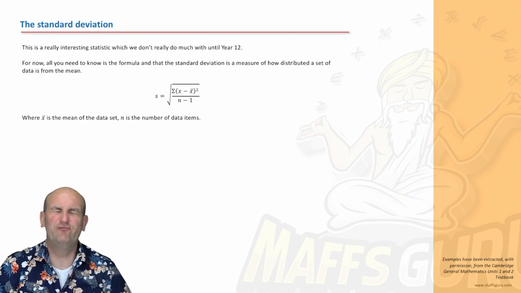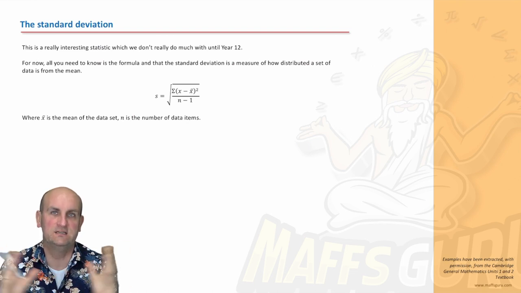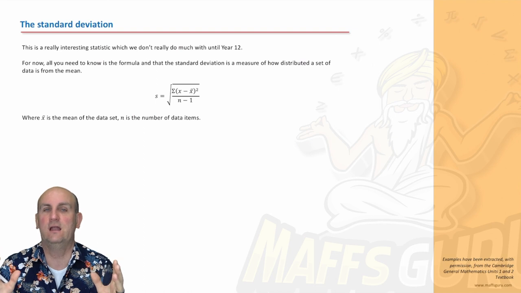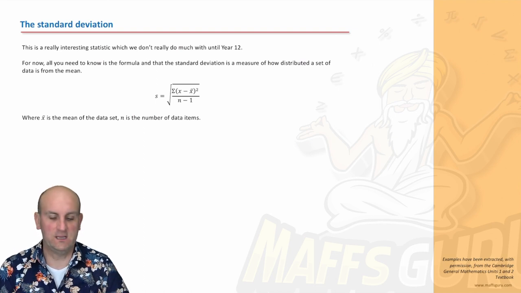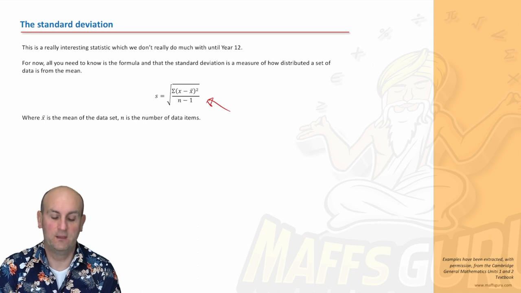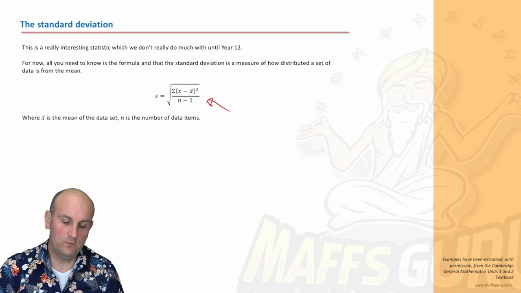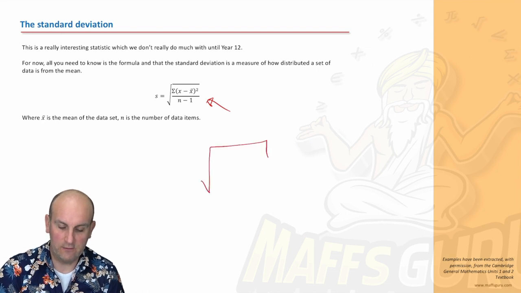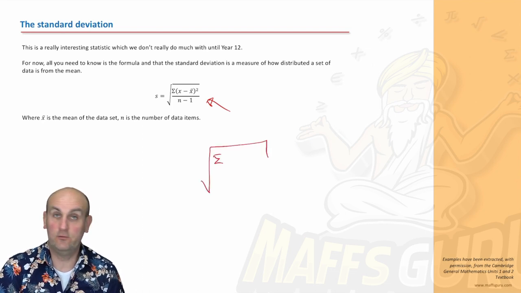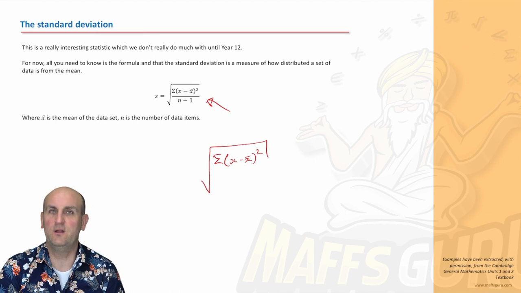Standard deviation is a really interesting statistic because it tells us how far the data is spread away from the mean value. It's just a number that's a bit funky to work out. And what we see here is my calculation. So to find this S, which stands for standard deviation, we are going to do the square root of this E value. Do you remember what that E means? It's the sum. And it says the sum of x minus x bar squared. What on earth does that mean?